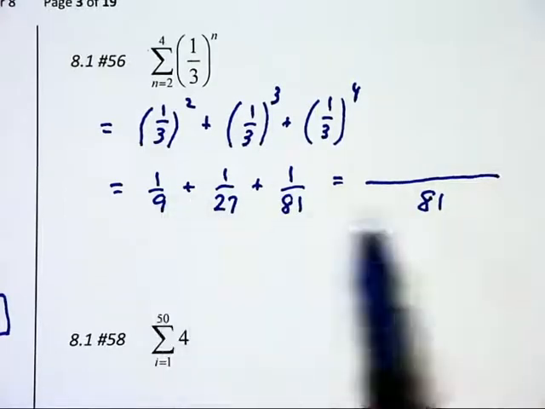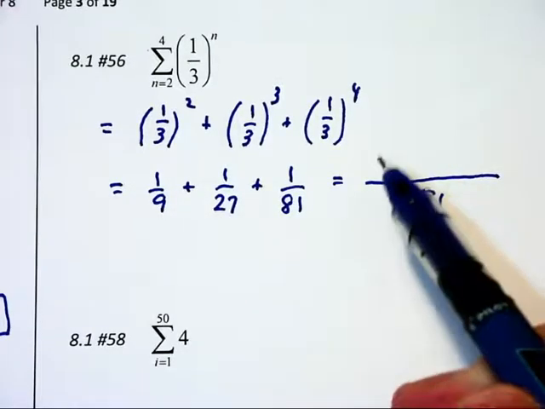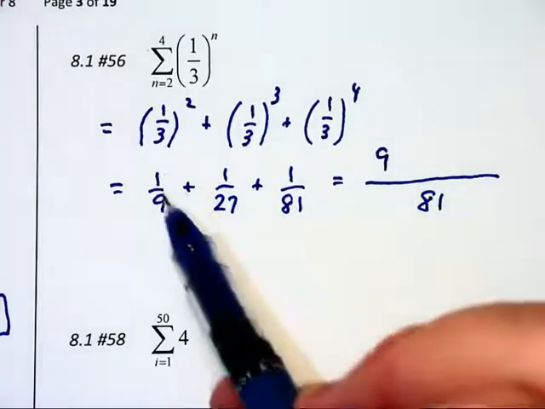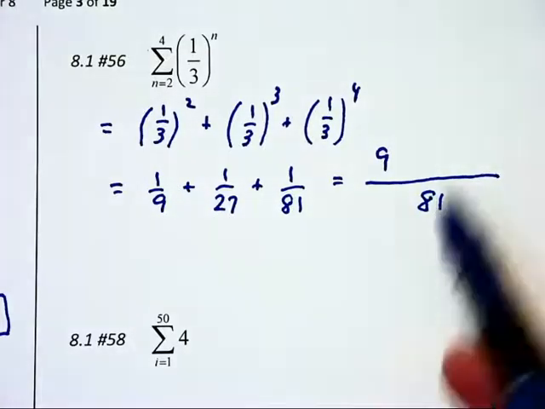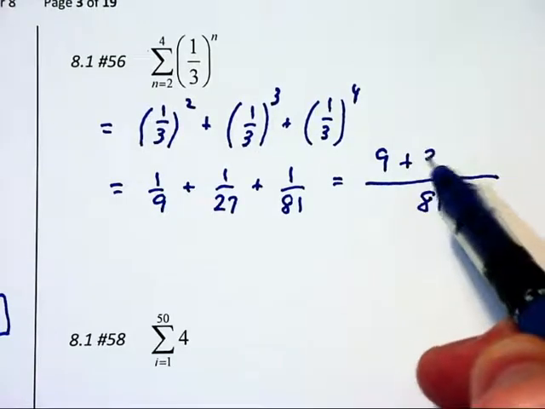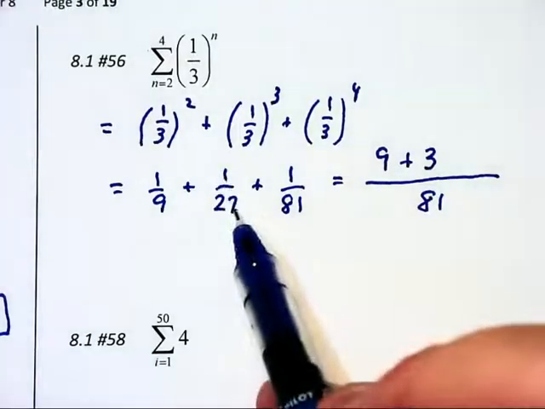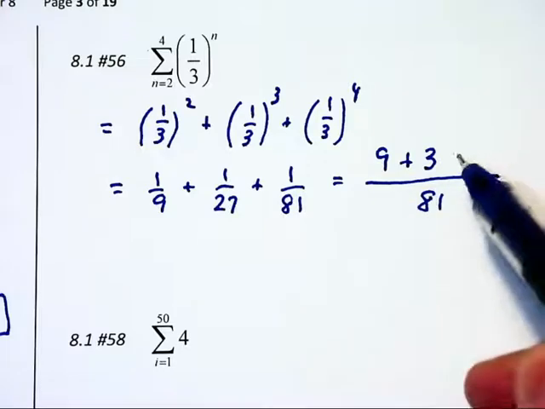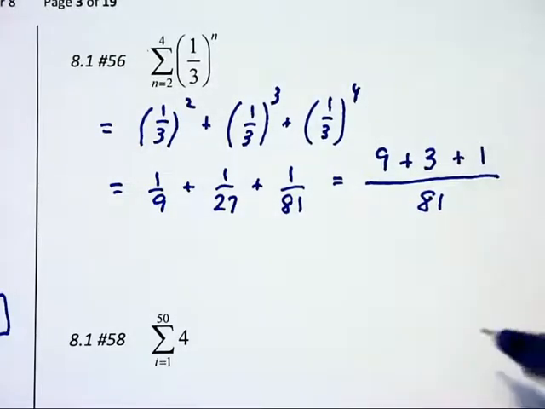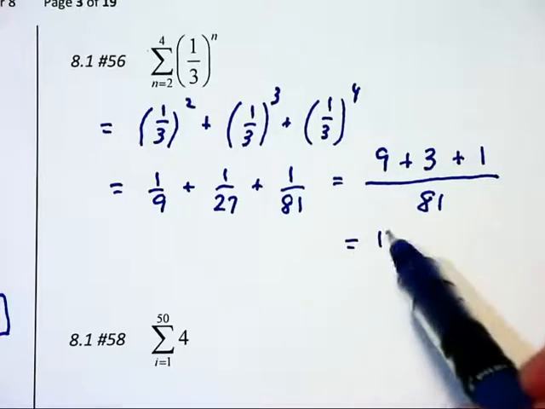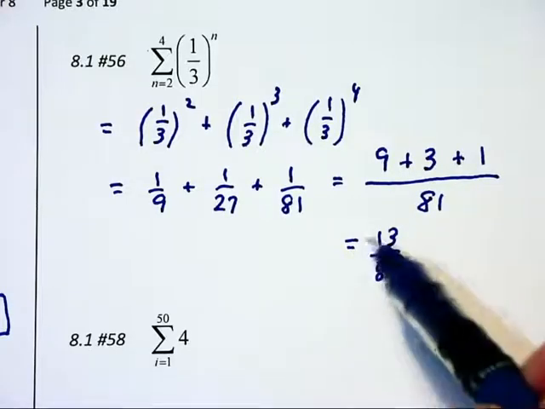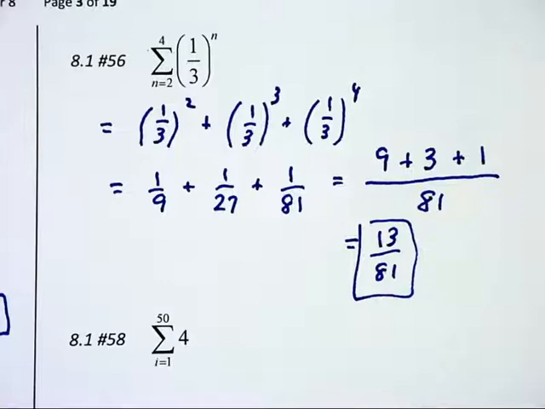Since 9 goes into 81 9 times, 9 over 81 is equivalent to 1/9. 27 goes into 81 3 times, so 3/81 is equivalent to 1/27, and we know about the 1 over 81 already. Combining these together, 9 plus 3 plus 1, we get 13 over 81 as the value of that sum.